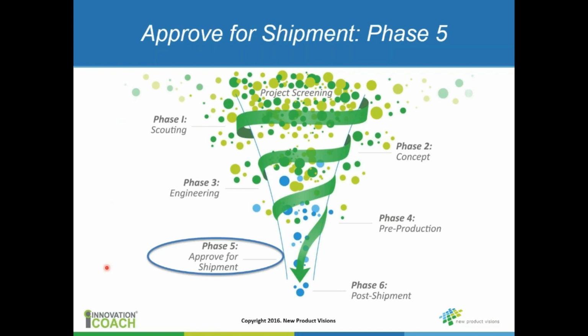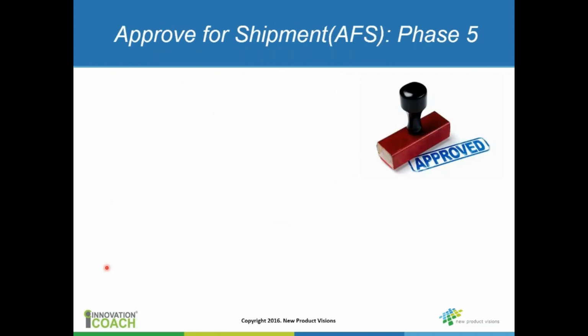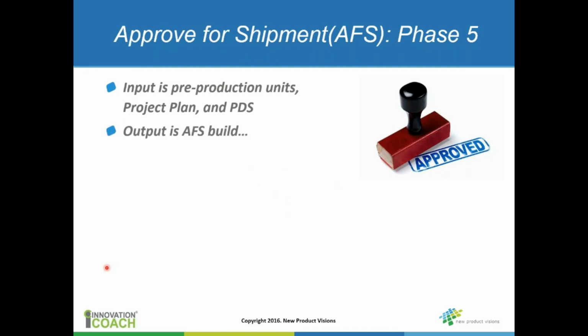This is really where the first batch of customer units are going to get built. So the input are those tested manufacturing pre-production units, the updated project plan, and product design specifications. And the output is what I would call the first AFS build. This is really the first products that are going to ship to customers, or maybe a pilot run if it's a process type of company.